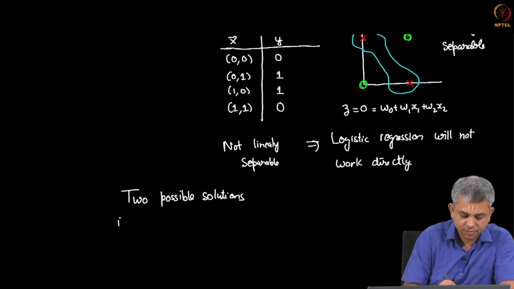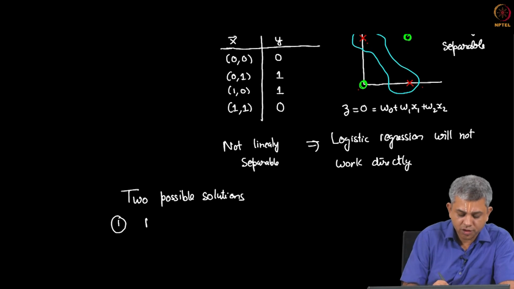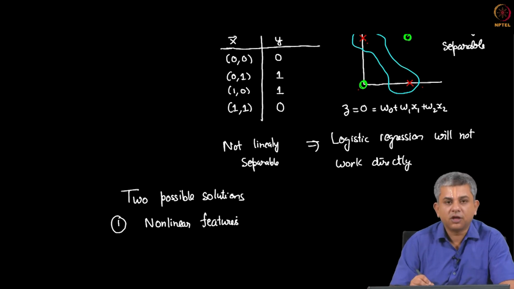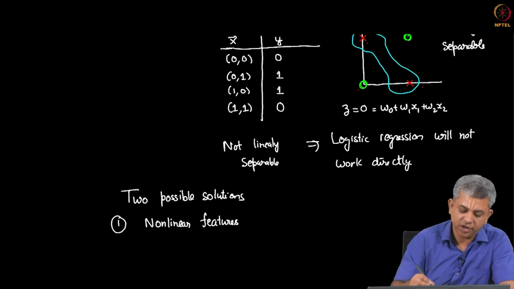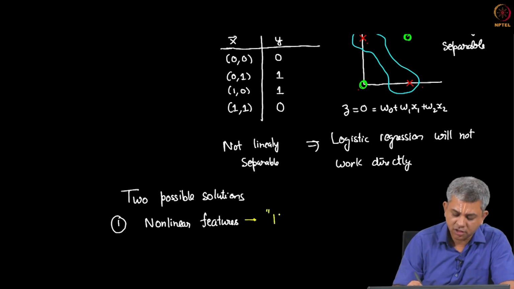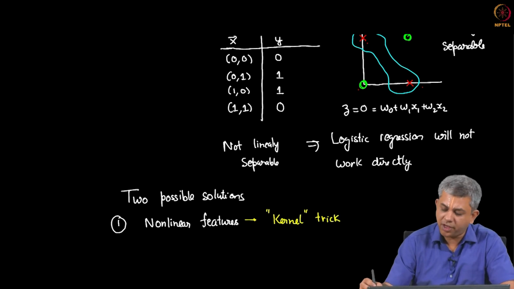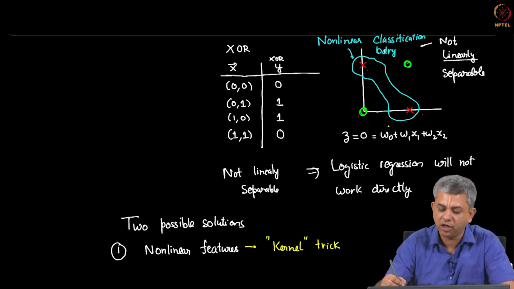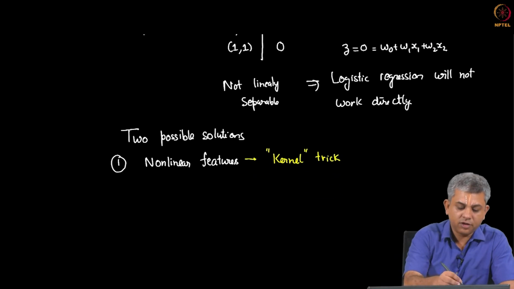The first is to use nonlinear features. You have to be a little bit careful with how you use nonlinear features. We will see later on in the course this kind of idea uses something called the kernel trick. But very simply you will have to start using other factors rather than just x 1 and x 2 in order to create a new boundary whose classification boundary would actually be a non-linear function of x 1 and x 2 and not just a linear function.